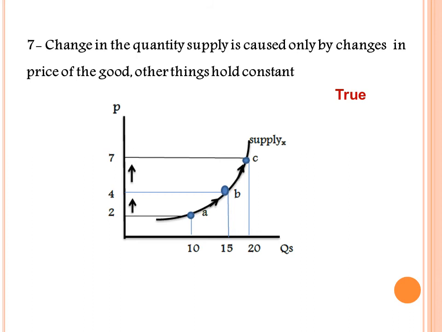for example, from £2 to £4, and it further increased to £7, this gives the producer more incentive to produce more. Thereby, the quantity supplied would increase from 10 units to 15 units and further to 20 units. Here we are moving from point A to point B to point C along the same supply curve, and this is called the change in the quantity supplied, which is caused only by changes in the price of the goods.